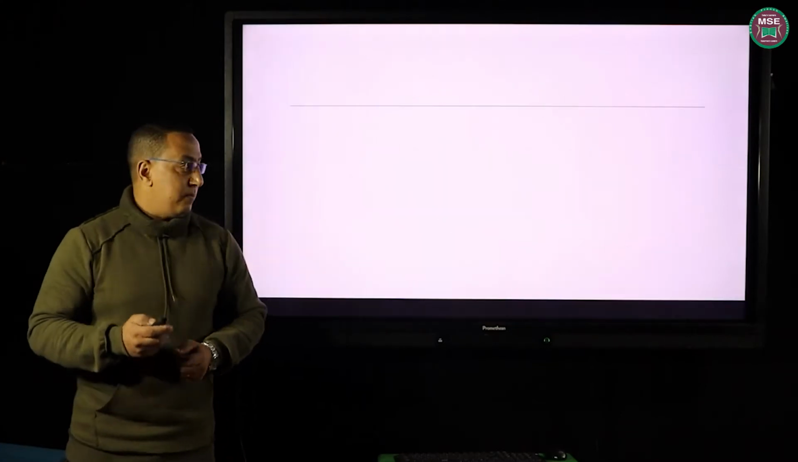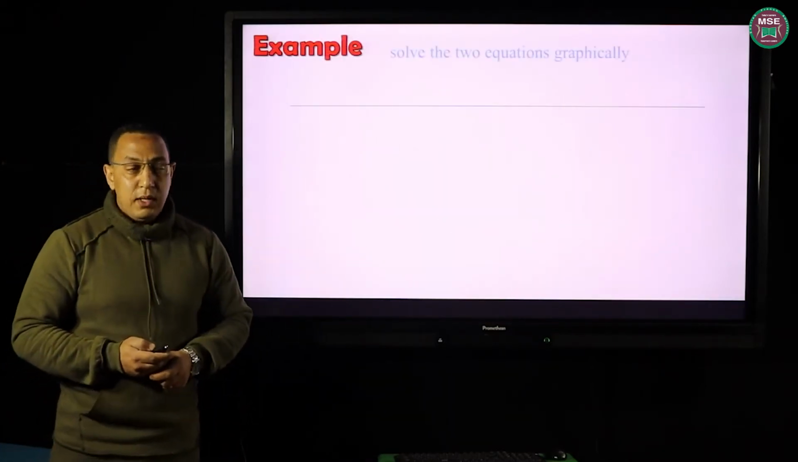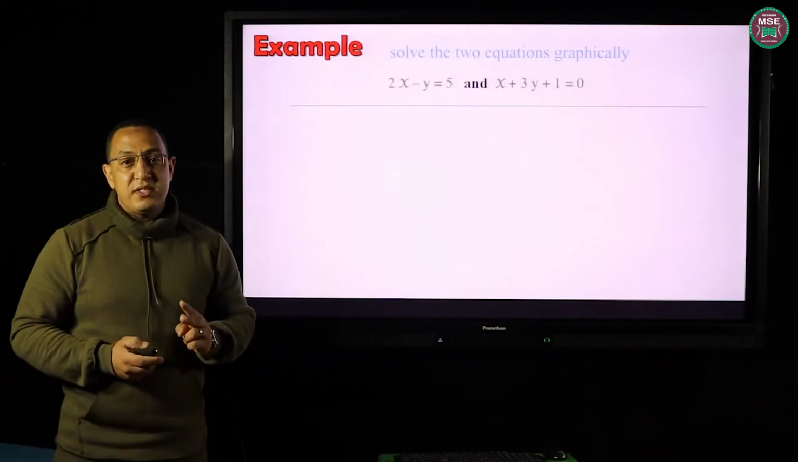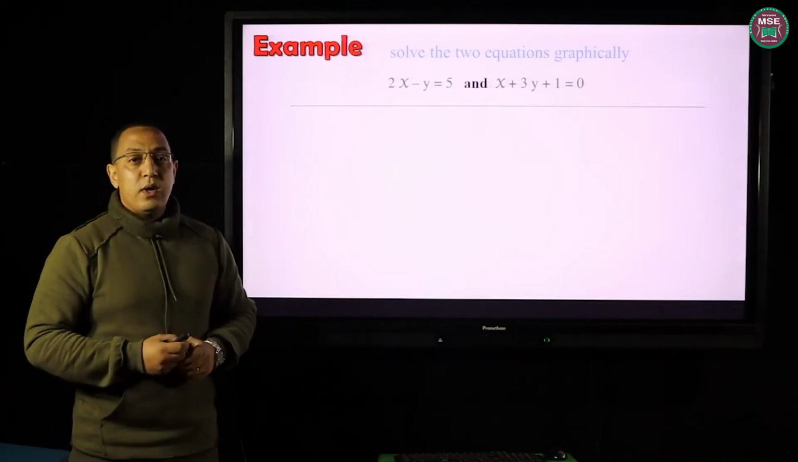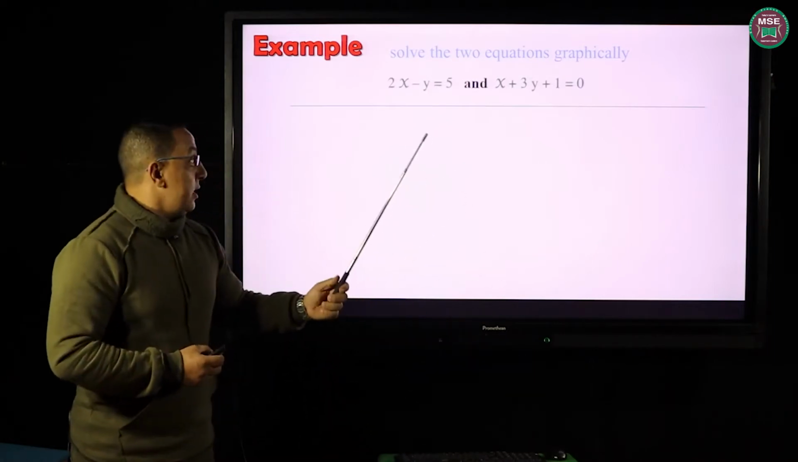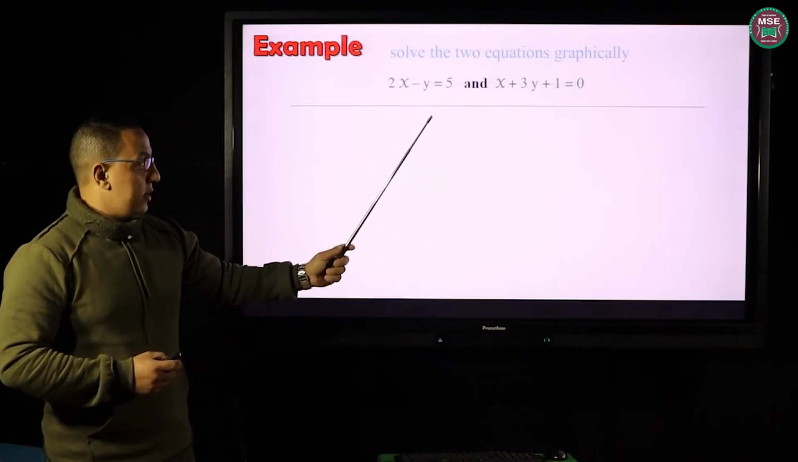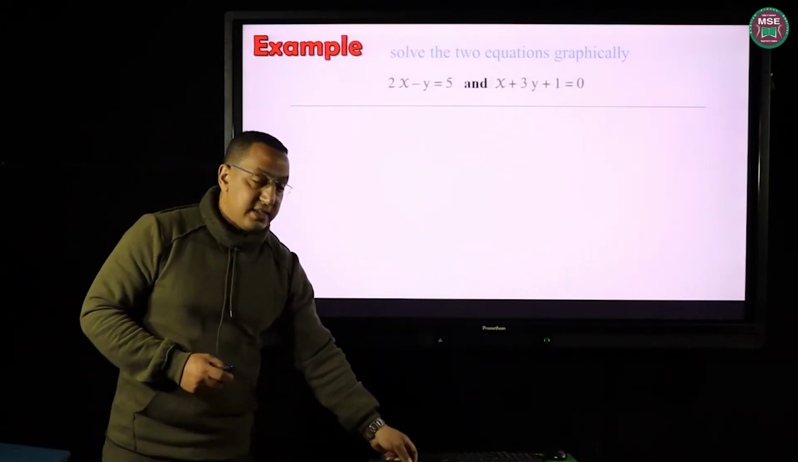Let's start the lesson. First, we are going to start with this example. Solve the two equations graphically. The first equation is 2x minus y equals 5. This equation is of the first degree, here x is in the first degree and y is in the first degree. The second equation, x and y also are in the first degree.